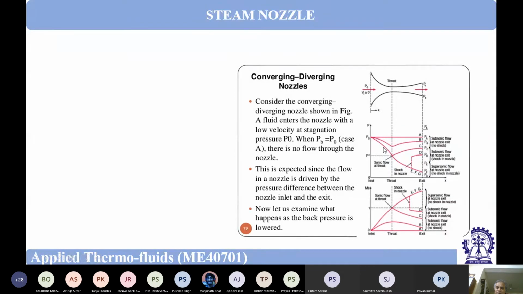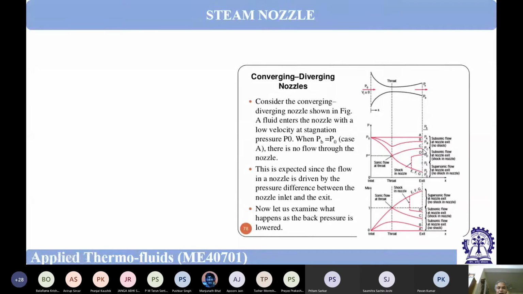At one point of time at the throat, the velocity will be the sonic velocity. Here M is always less than 1. Here M has become 1, and then again M will become less than 1. Subsonic, subsonic, and sonic. Here it is 0 everywhere. Here it is subsonic, subsonic, sonic, subsonic.